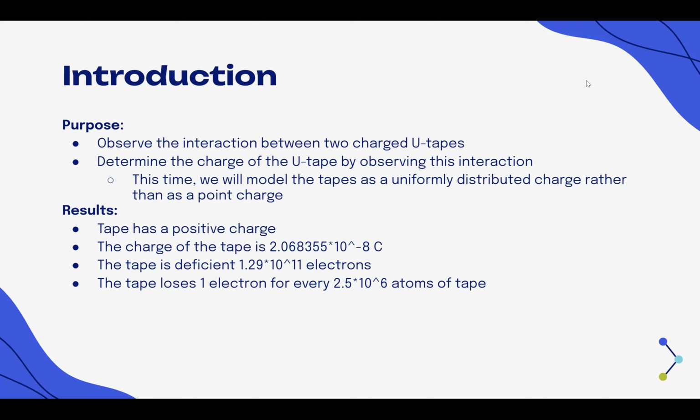So the results from last time were that the tape had a positive charge. The charge of the tape was 2.068 times 10 to the minus 8 coulombs, and the tape was deficient. From this, we could deduce that the tape was deficient in 1.29 times 10 to the power of 11 electrons.